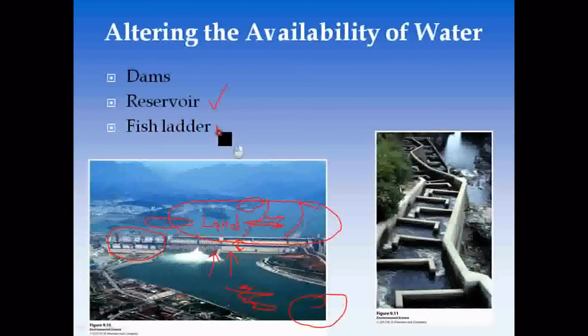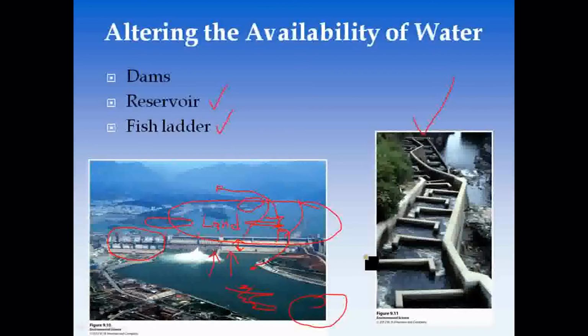And what scientists have done is they've created, again, a man-made water trough that enables fish to get from down here in this area to get around the dam and get up to the reservoir so that they can then continue on to do their spawning. Here's a picture of a fish ladder right here. It's also in your book on page 243.